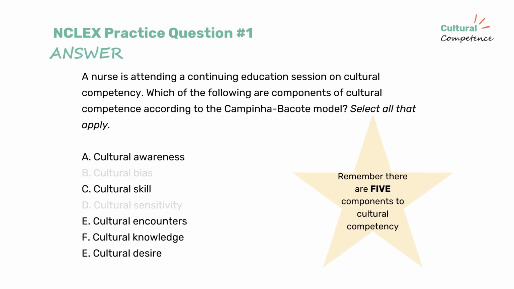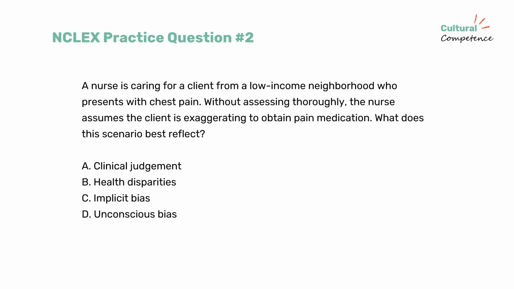The answer is, there are those 5 components of cultural competency. We want to be culturally aware, have that skill, cultural encounters, we want to have the knowledge and the desire. All right, next question. A nurse is caring for a client from a low-income neighborhood who presents with chest pain. Without assessing thoroughly, the nurse assumes the client is exaggerating to obtain pain medications. What does this scenario best reflect? Again, you can pause this, and the next slide will be the answer.